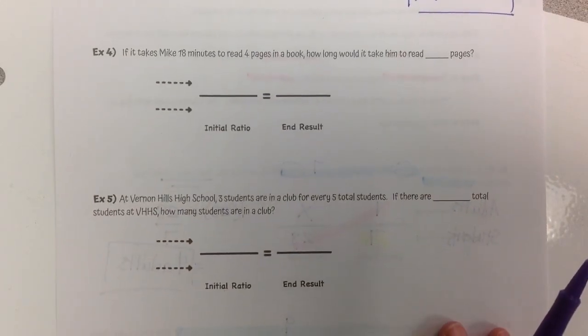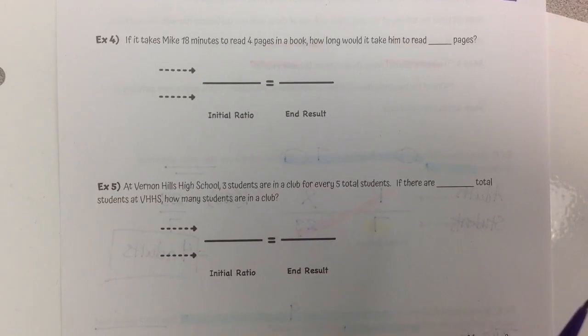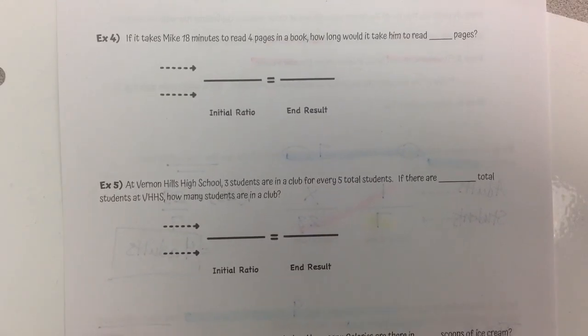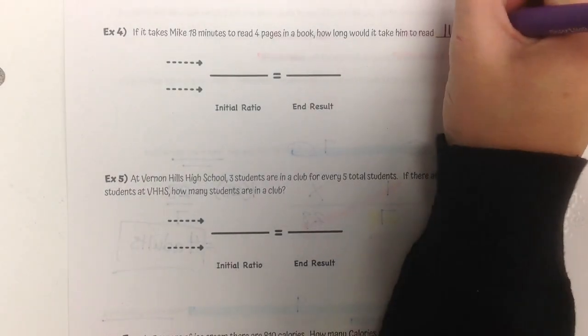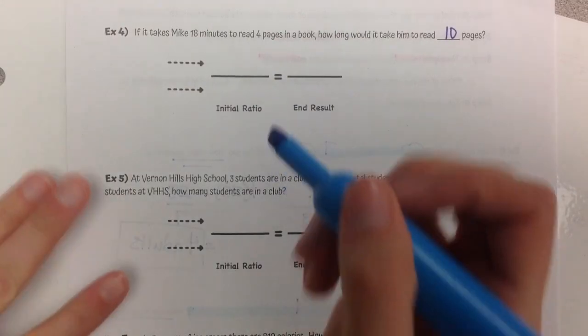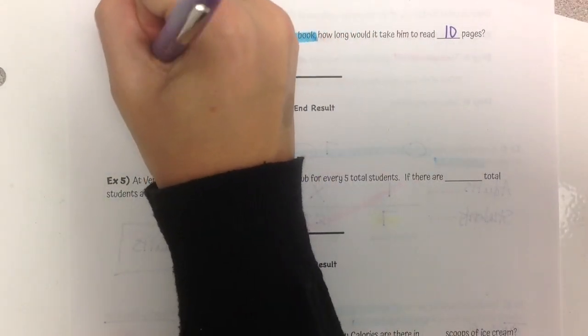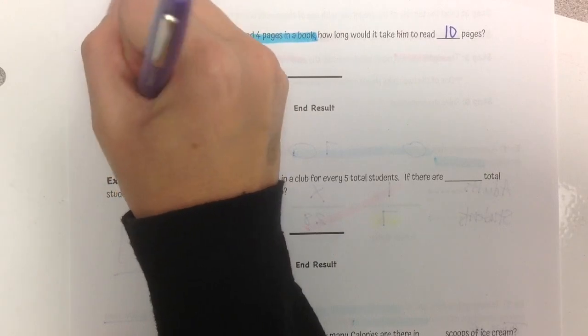All right, number 4. If it takes Mike 18 minutes to read 4 pages in a book, how long would it take him to read 10 pages? So what 2 units am I talking about? Well, let's look at this initial ratio here. It says 18 minutes to read 4 pages. So we are talking about minutes and pages.